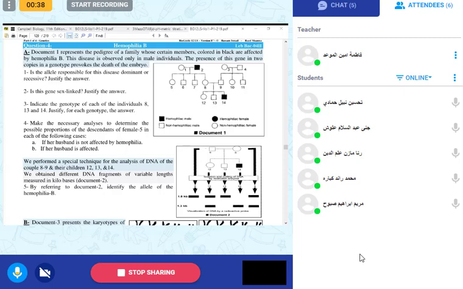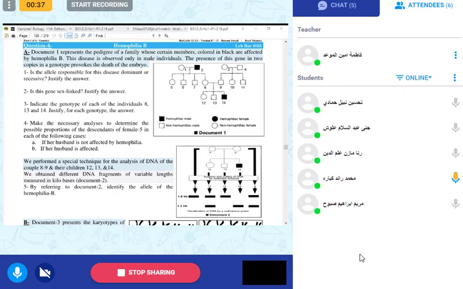Also, Muhammad can depend on number 2 and his boys 6 and 7. Two is affected, but 6 and 7 are normal. Okay Muhammad, very good, we deny this. Okay, can Muhammad deny for me that it is not autosomal from the text?